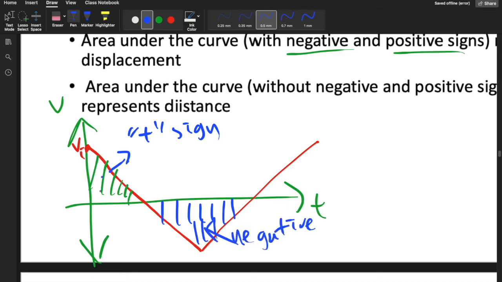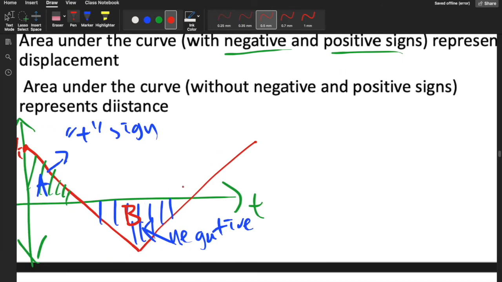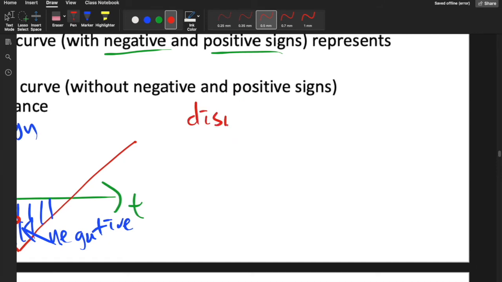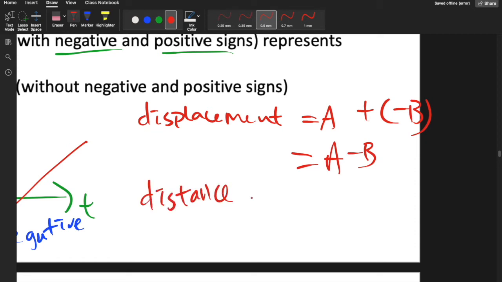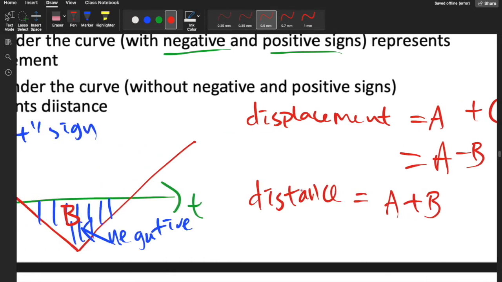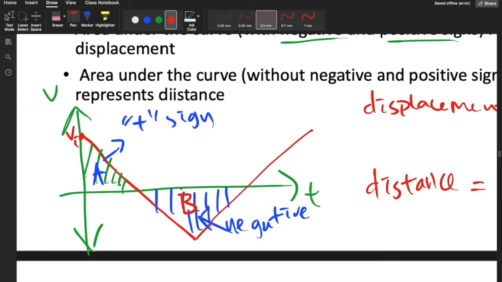So let's say the area here is A and here is B. If you want to calculate the displacement, it will be A plus negative B, which is equal to A minus B. But if you want to calculate distance, it will be A plus B, right? So why is this area negative? It is basically because the change in velocity is negative, so the area will have a negative sign if you want to calculate displacement.